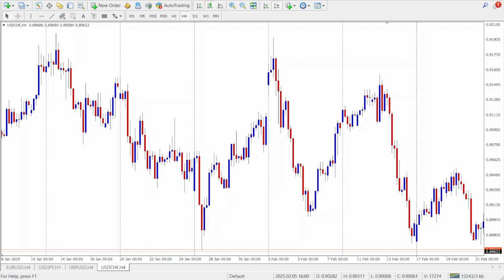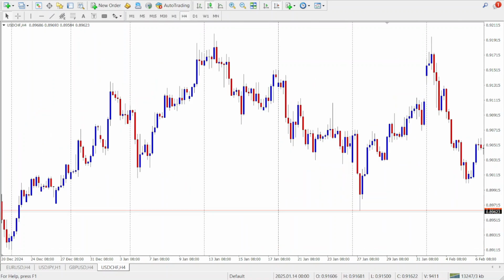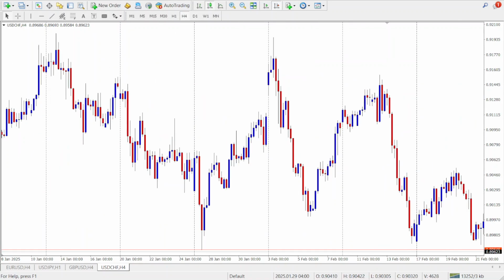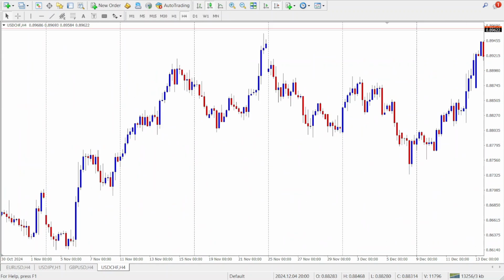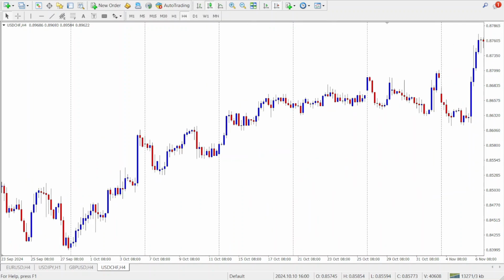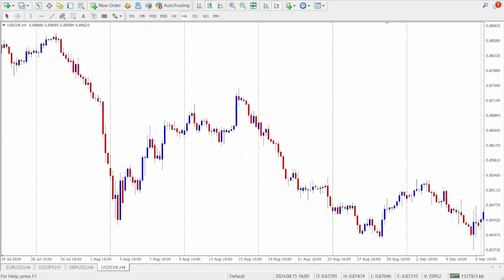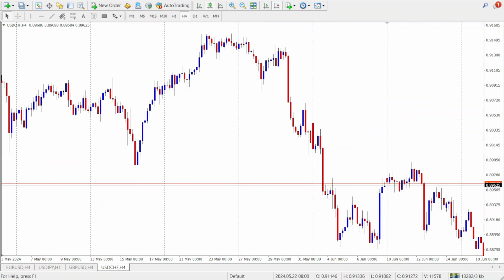Let us get started. Now, a false breakout occurs when price breaks above a resistance or below a support, making it look like a strong move. Okay, let's look for a very good example.